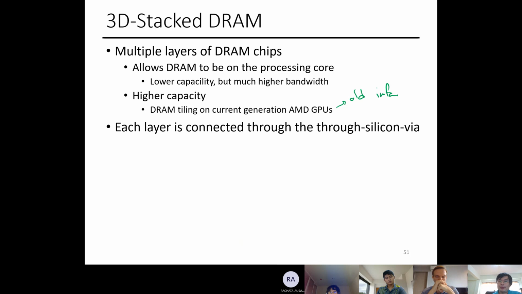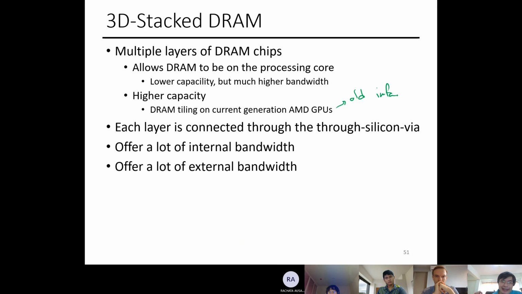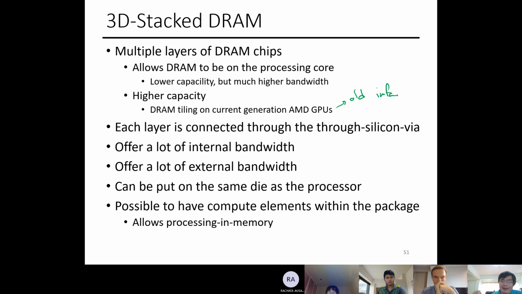Layers connect through silicon via, TSV, as I said earlier. A lot of internal bandwidth, a lot of external bandwidth. In your typical 2D DRAM, you have a lot of internal bandwidth, not a lot of external bandwidth. Over here, you have a lot of external bandwidth going off the DRAM chip into the processor. And this can be put on top of the processor too. So it's possible to have the compute element within the package, allowing for what is called processing in memory.